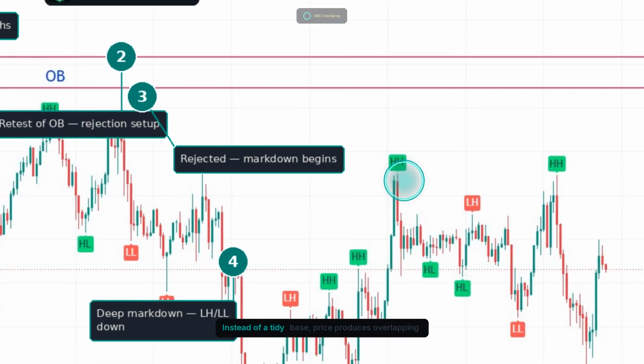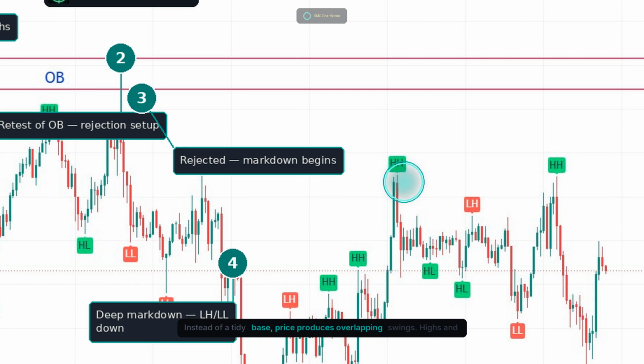Instead of a tidy base, price produces overlapping swings. Highs and lows print at similar levels. Candles overlap heavily. No clear range forms. A clean demand zone has definition: a clear low, a clear reaction, a readable boundary. This base has none, just a smear with no decisive level to anchor to. Overlapping swings are the visual signature of indecision, and the absence of a clean boundary is itself the information.